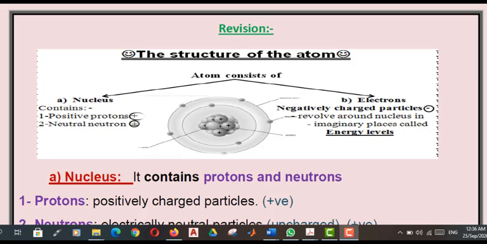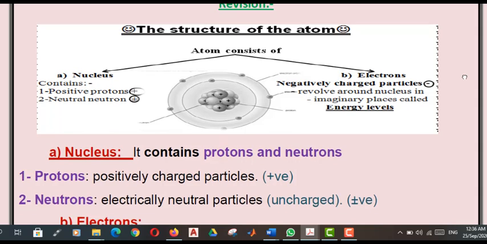The first thing we will talk about is the atom. What is meant by atom? The atom is the smallest part of matter. It consists of two parts, nucleus and electrons.